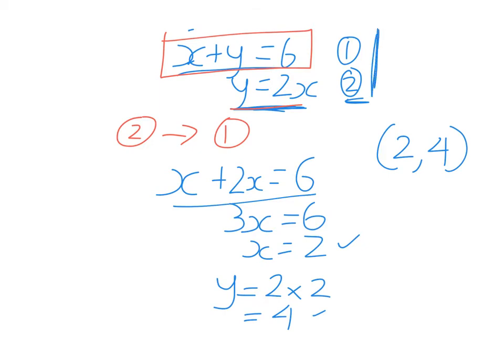It solves this one because 2 plus 4 does equal 6. And also, of course, 4 does equal 2 times 2. So this is the only solution for this one. I can't choose any other values for x and y that would make both of these true at once.